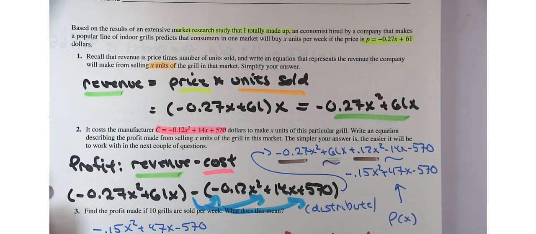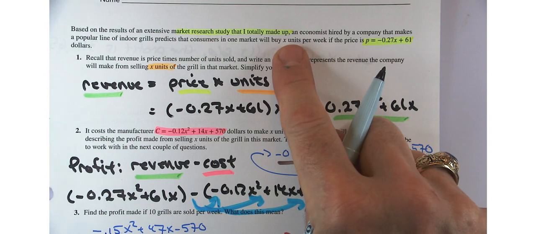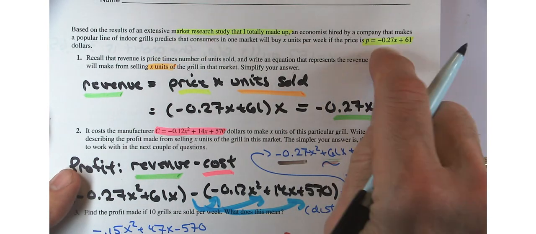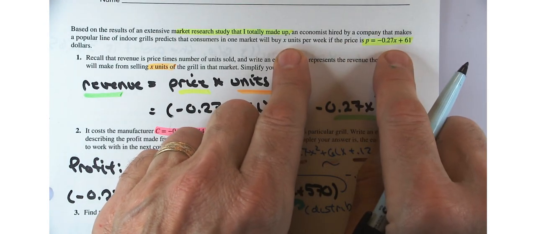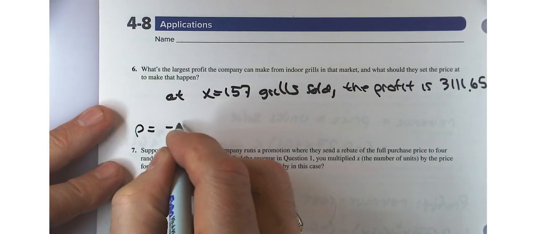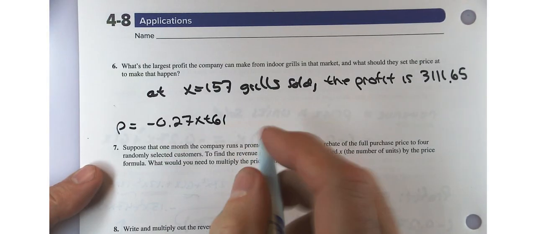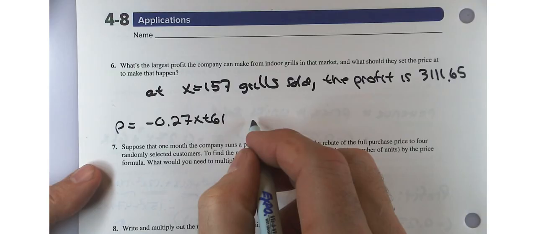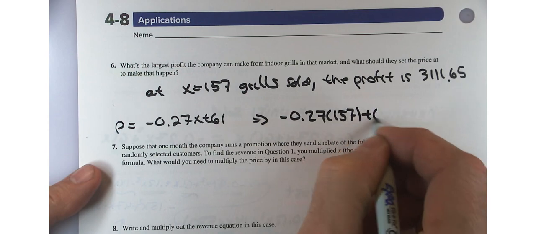That's a good question here. Let's see here. X units. So if I put in 157 in here, that's the price that I should set things at. So P of X, or P, equals negative 0.27x plus 61. If I plug in that 157 in here, then I get negative 0.27 times 157 plus 61. Anyone got that for me?